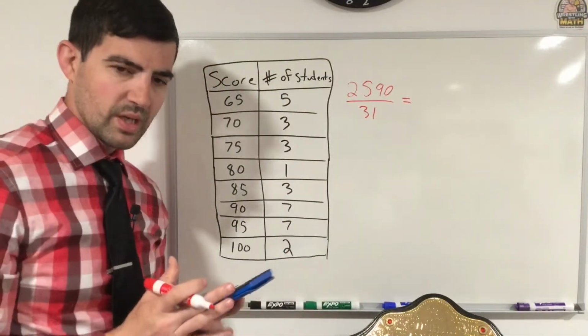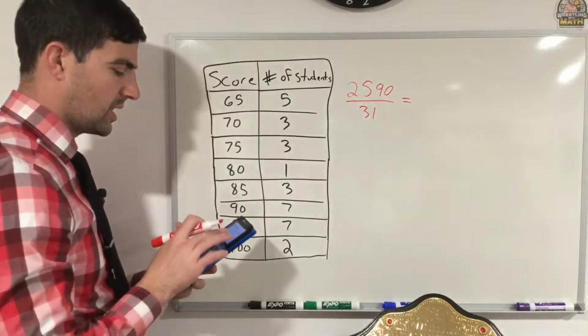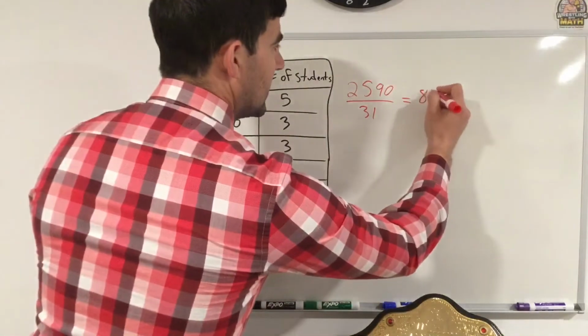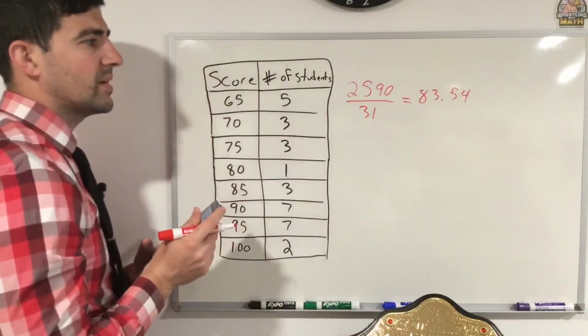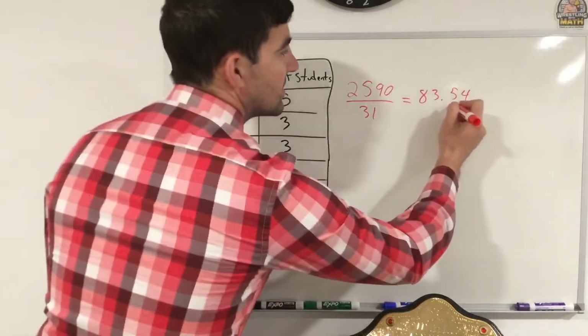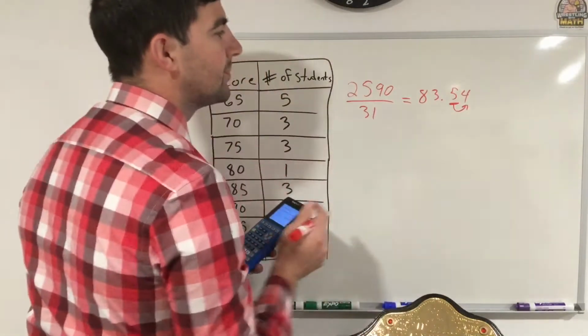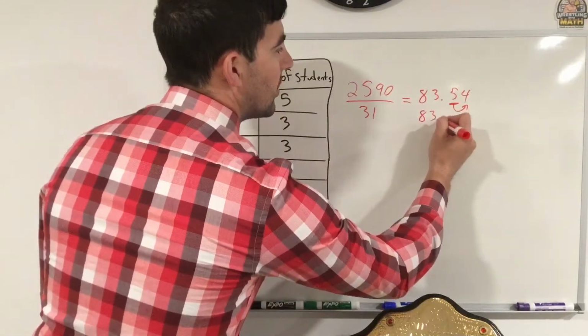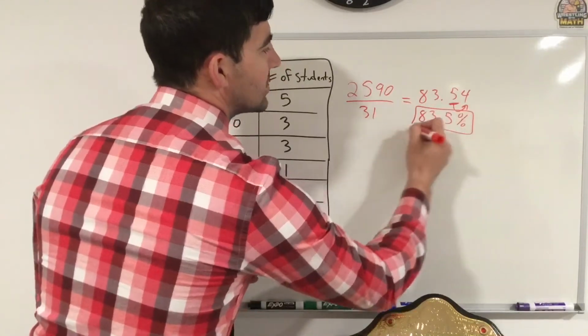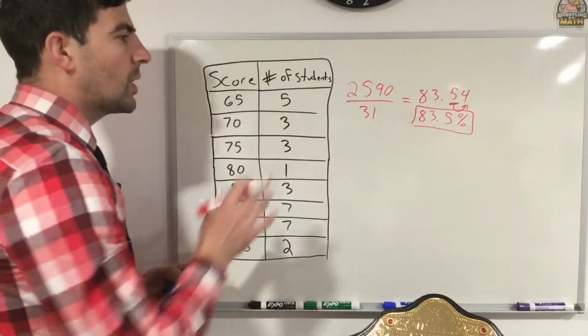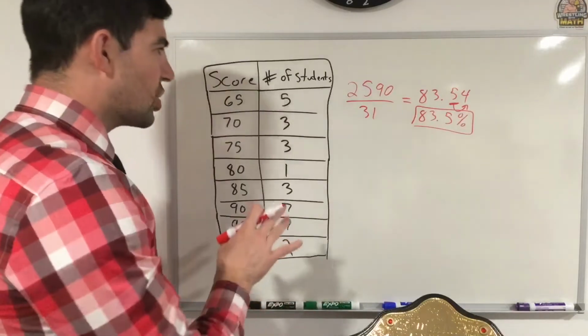I am going to show us another method here, so just sit tight. I got 83.54. It said I needed to round to the nearest tenth, so this is the tenth. 83.5% would be my mean.